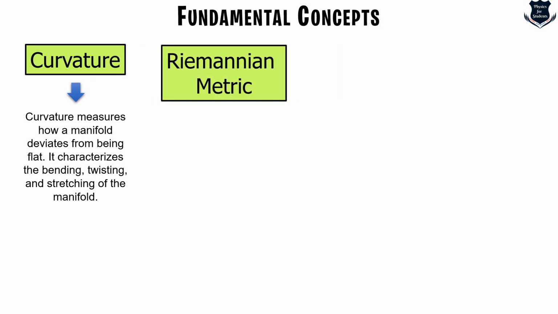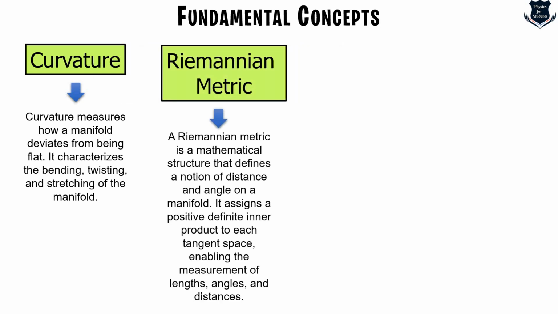Lastly, what we get is what is called a Riemannian metric, and this is a metric which defines a notion of distance and angle on a manifold. It assigns a positive definite inner product to each tangent space, which enables the measurements. So these are the 7 important concepts.